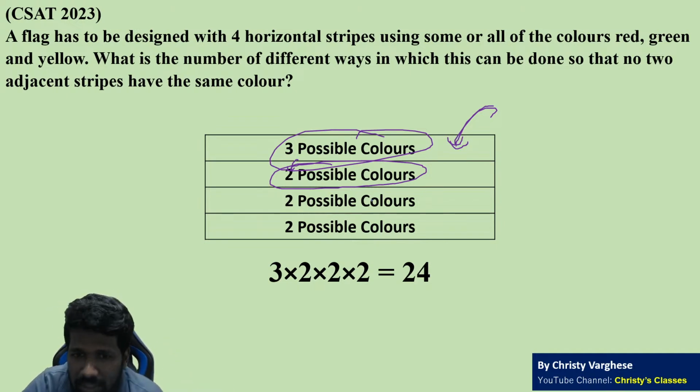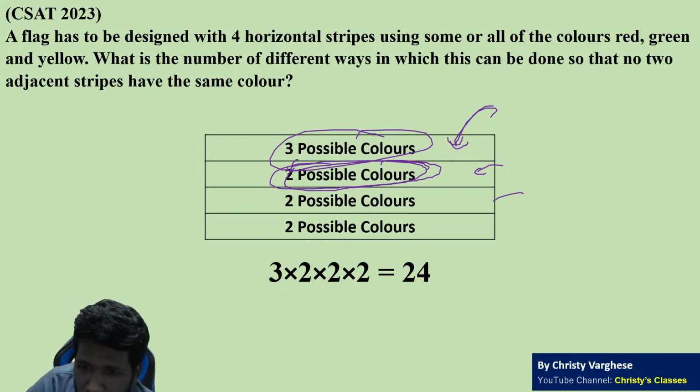Same way, three choices here, then two choices only here. Two choices means you filled a color here, and that color cannot be used here also. That is why two possibilities.